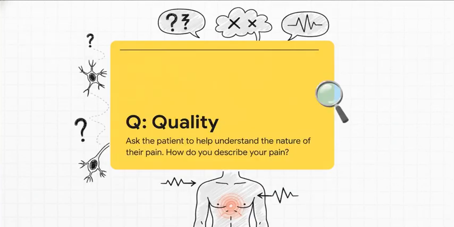All right, let's move on to Q for Quality. This is where we ask our patient to describe the pain using their own words. We're really trying to understand the character of the pain. The words they choose are massive clues. They can point you toward a muscle problem, a nerve problem, or something else entirely.